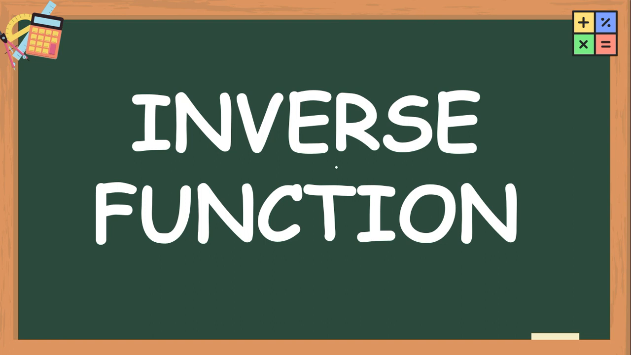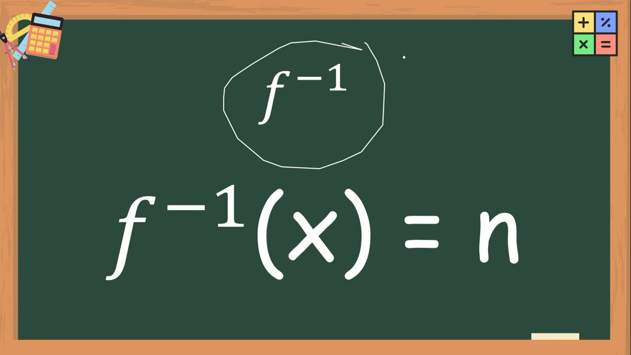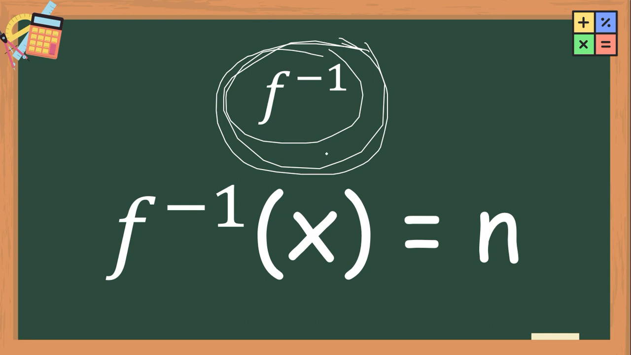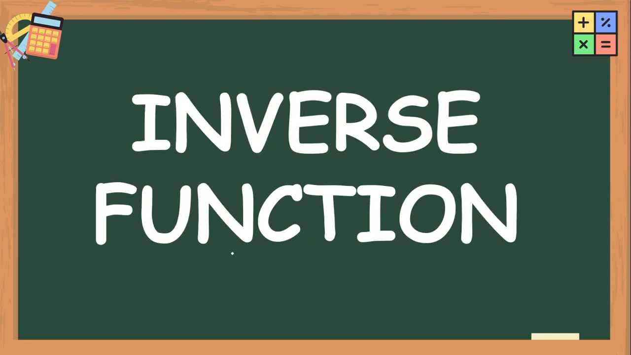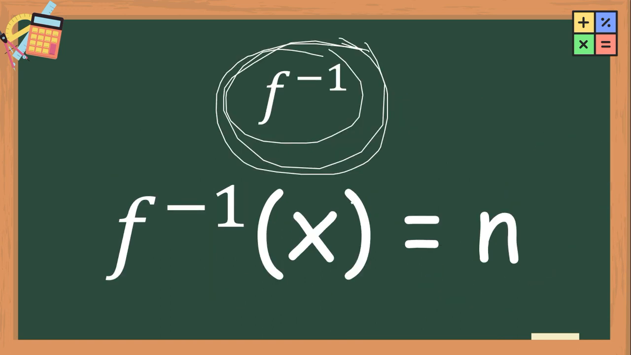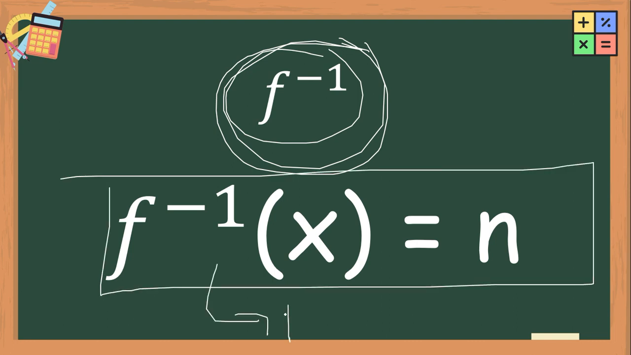Now, we have the inverse function. When it comes to inverse functions, it is denoted as f raised to negative 1. Kapag may nakita kayong f raised to negative 1, that's the symbol of inverse function. So, ano nga ba itong inverse function, sir? Inverse function has three steps. We need to follow 3 steps in order for you to get the inverse function. This is the final form of our final answer. Your answer must be expressed in this form: f raised to negative 1 of x is equal to n.